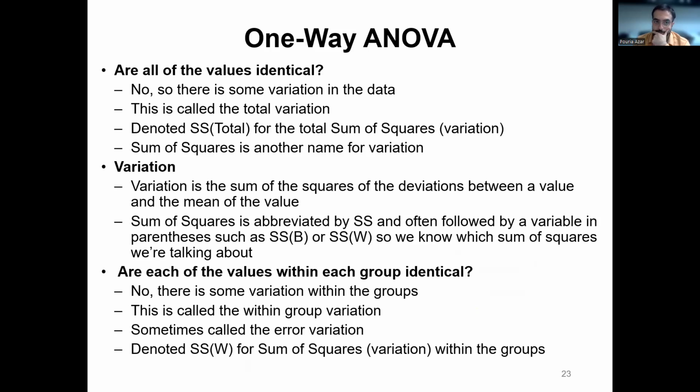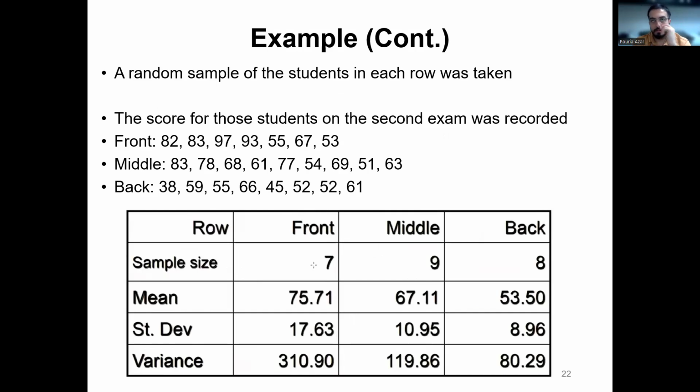So in one-way ANOVA, the question is, are all of the values identical? That is our null hypothesis. Are all of these means equal? That's our null hypothesis. But from this table, we can say the means are different. They are not equal. But are they different statistically, or is the difference between means statistically significant?